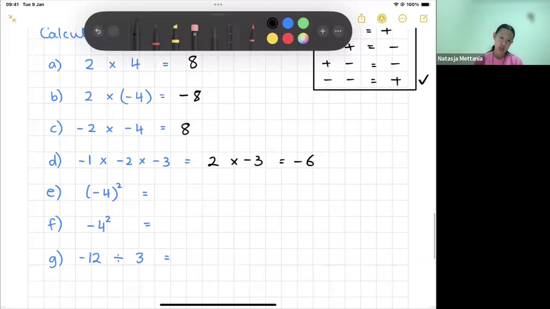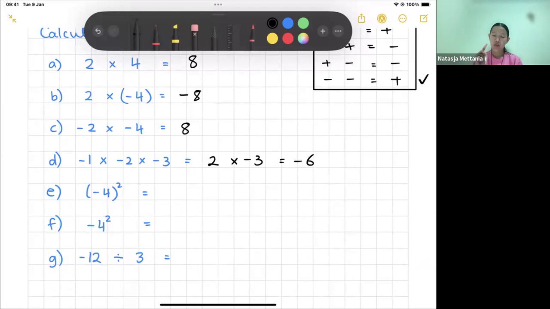All right, question E, bracket, negative 4, close the bracket, squared. Now squared basically means that negative 4 is multiplied by itself. So it should look like the following if we have to break it down. So that bracket looks like this when it's broken down. So negative 4 times negative 4 gives me positive 16.